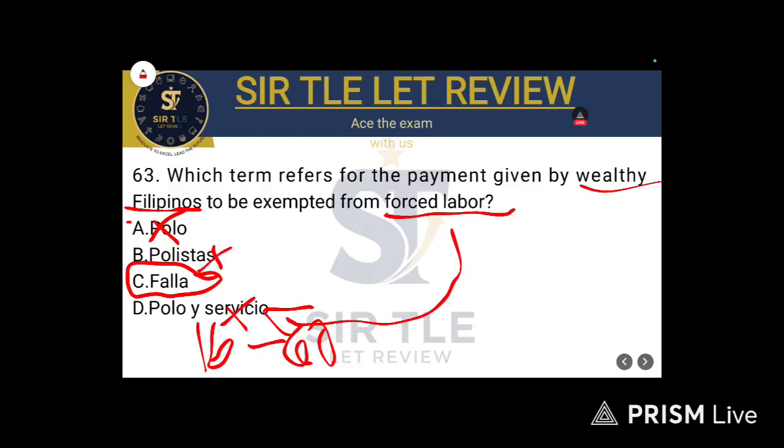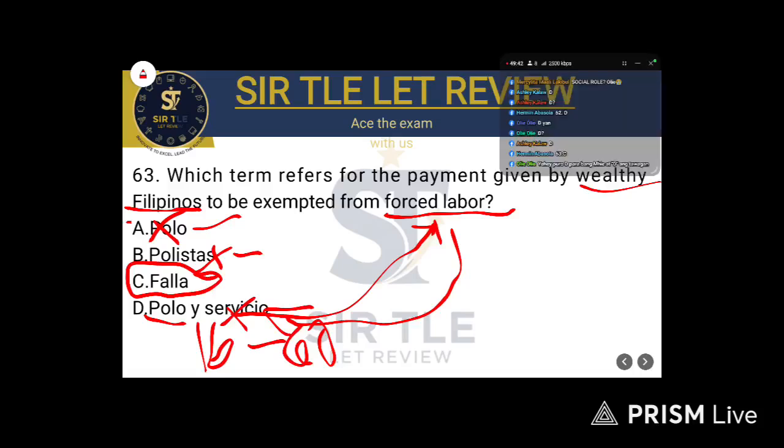Polistas, ito yung mga taong nasa forced labor. Okay, polistas. This is the person. Short term. And the letter D is the legal term of forced labor established by the Spanish people. And Falla is the code of the payment that is given by the wealthy Filipinos to be exempted from letter D. Klaro ba tayo dyan, mga chers?